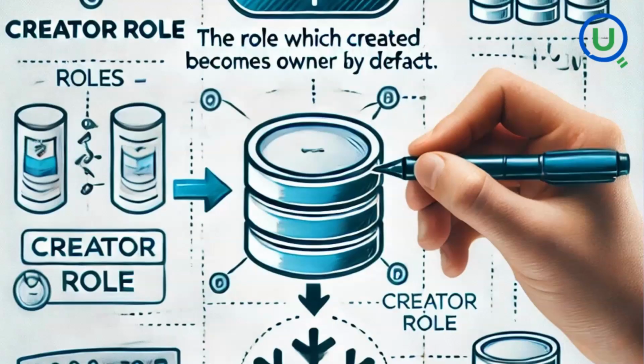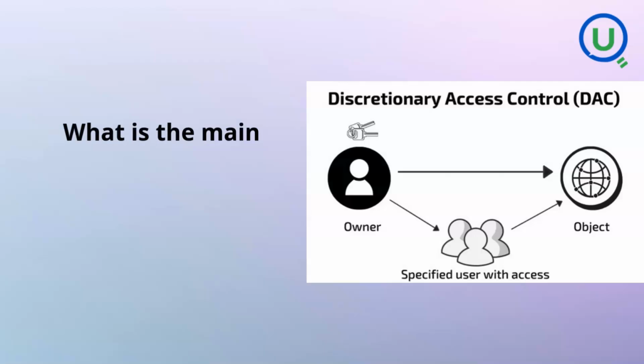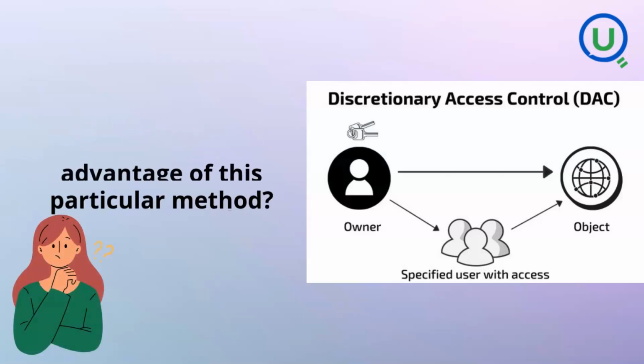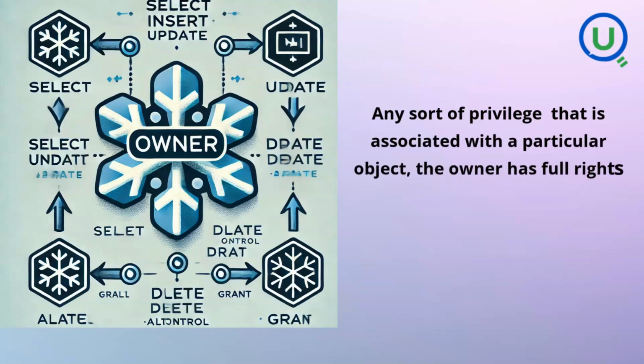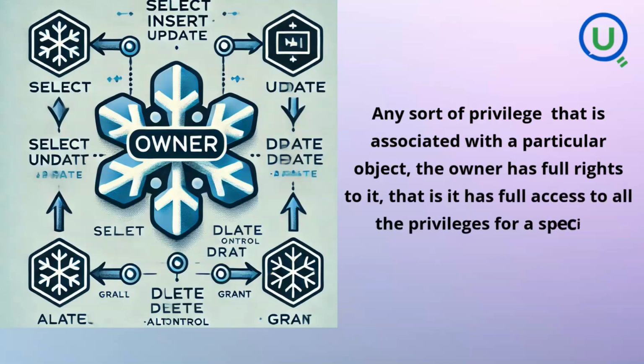What exactly is the significance of DAC? In DAC, whichever role has created a Snowflake object by default is the owner of that particular object, and every object needs to have a specific owner that can be any role. What is the main advantage of this particular method? Any sort of privilege that is associated with a particular object, the owner has full rights to it. That is, it has full access to all the privileges for a specific Snowflake object.